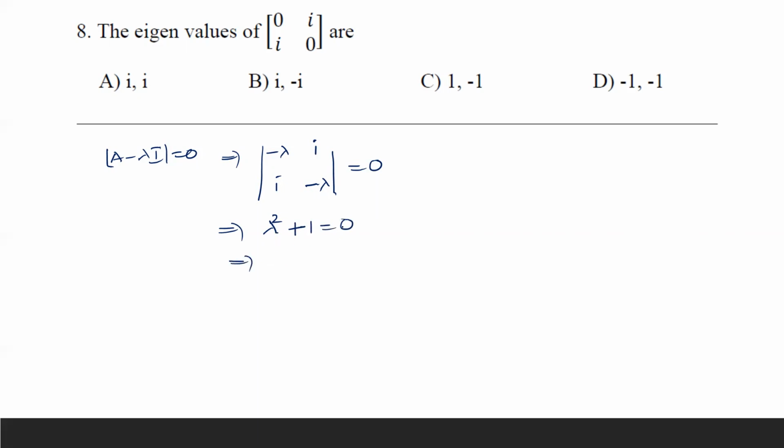And that's how lambda square plus 1 is equal to 0 means we'll get lambda square is equal to minus 1. And therefore, you see lambda is equal to plus or minus i. I mean the eigenvalues are i comma minus i. That's how you see the option is B here. The correct option is option B.